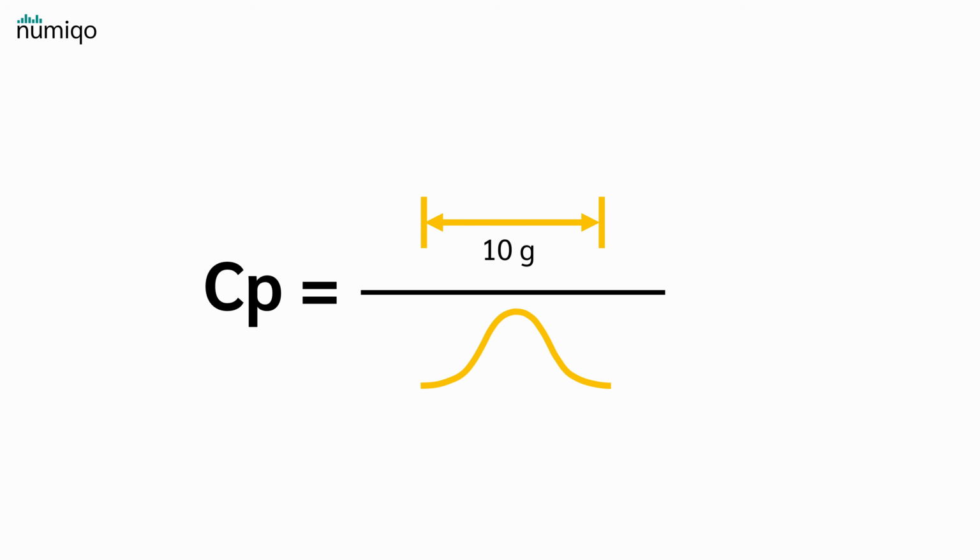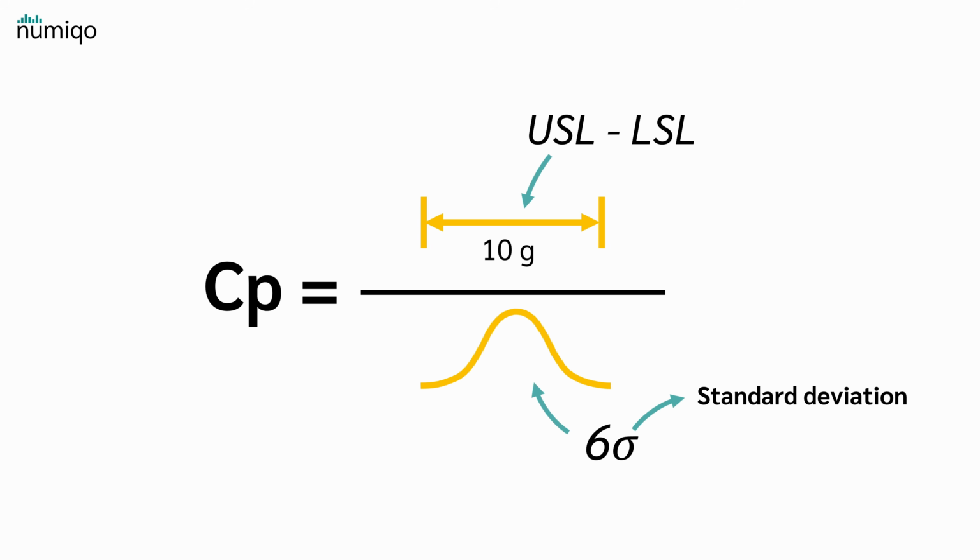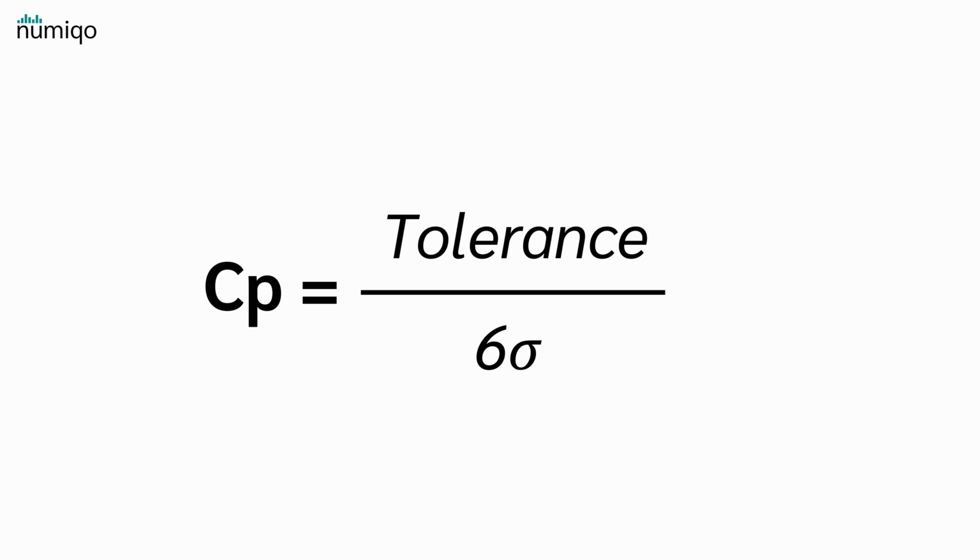Okay, the tolerance is clear. It is the upper specification limit minus the lower specification limit. But how do we calculate the process width? We estimate it as 6 sigma, where sigma is the standard deviation. More precisely, it is the so-called within-group standard deviation. But more on this later. Therefore, Cp is defined as the tolerance divided by 6 sigma. And the tolerance is the upper specification limit minus the lower specification limit.